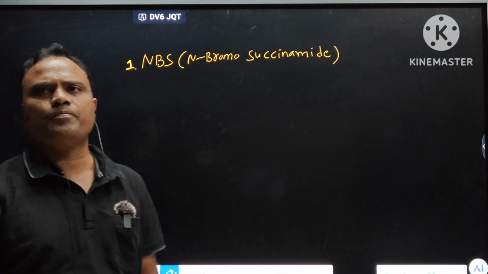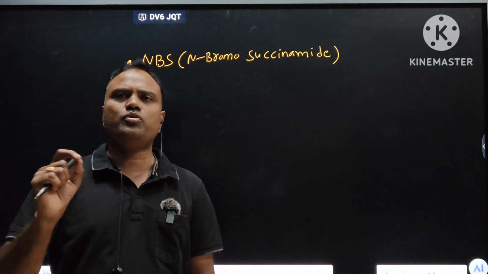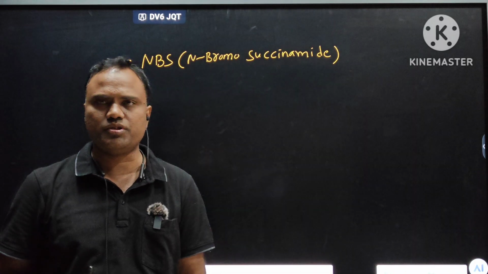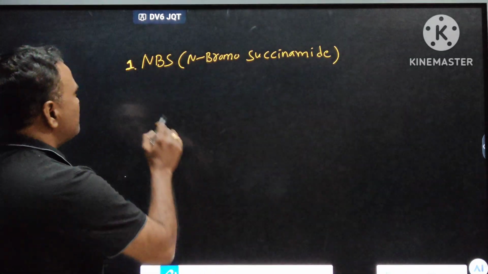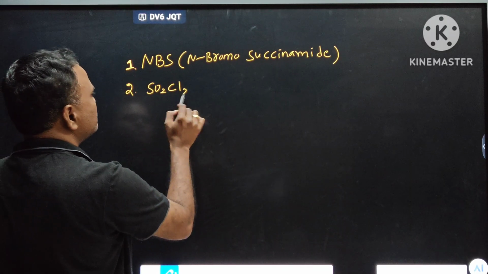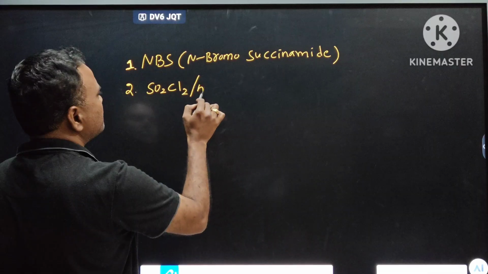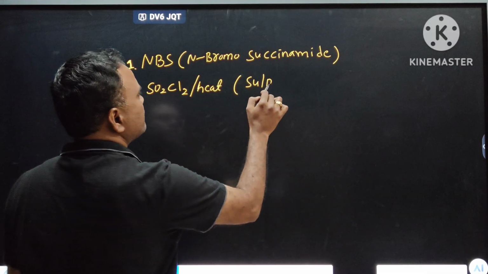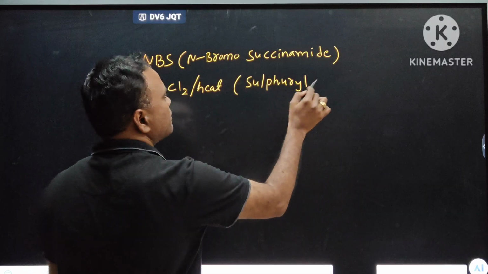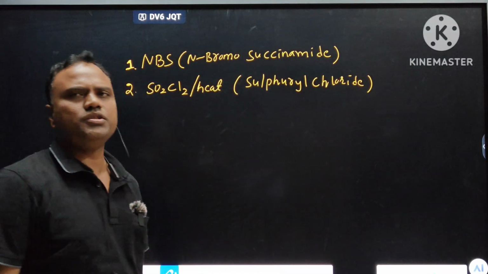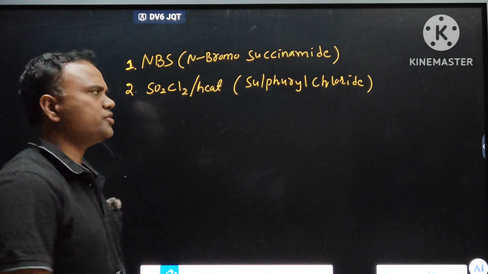What is its role? It attaches bromine at the allylic position. It attaches bromine at benzylic positions. Clear? Right. NBS. Second one, SO2Cl2, with heat or light. This is sulfuryl chloride. Its role is also to release chlorine at the allylic and benzylic position.